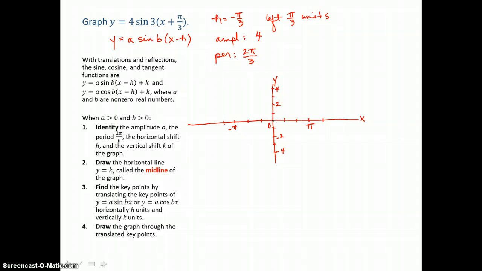We know that the sine wave should start at the origin on its horizontal axis, the x-axis, but because of that shift left pi/3 units, it's going to actually start here, at negative pi over 3. And then it's going to travel 1/3, 2/3 pi units before it starts over.